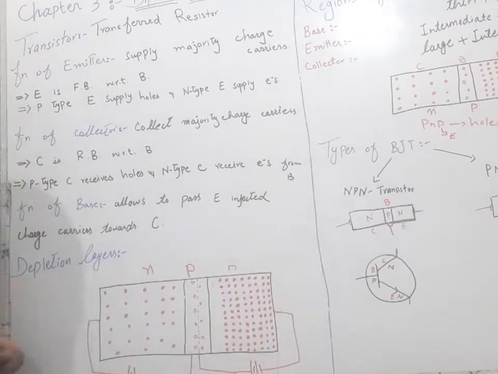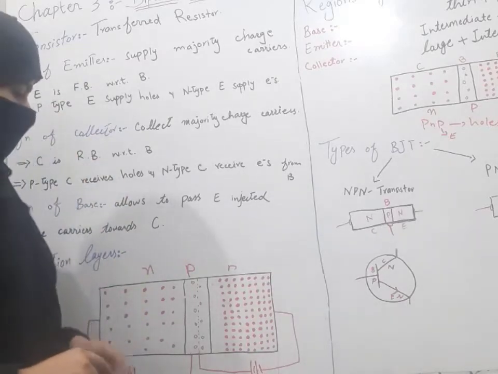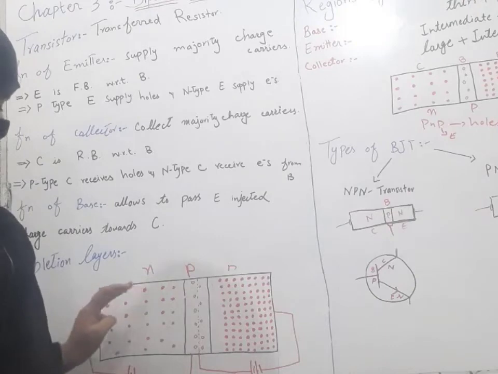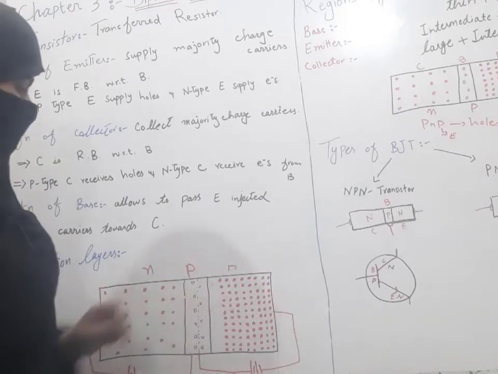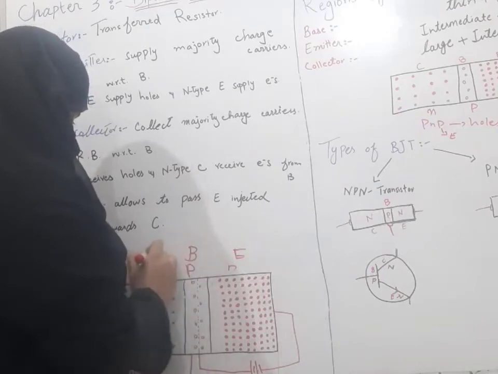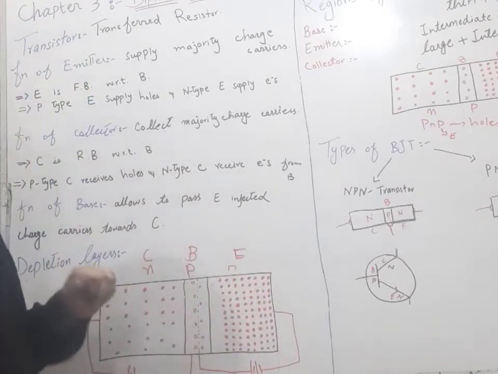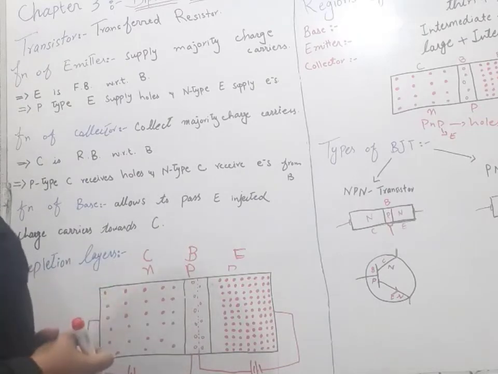Depletion layer. As we have two diodes, we will have two depletion layers. This is our diode 1 and this is our diode 2, and this is our emitter, this is our base, and this is our collector. The emitter is highly doped, the base is lightly doped, and the collector is intermediate doped.